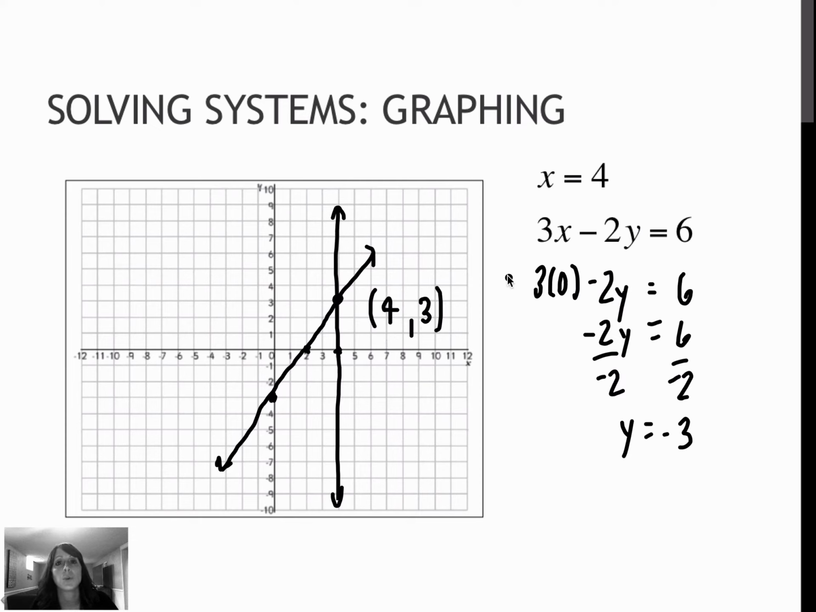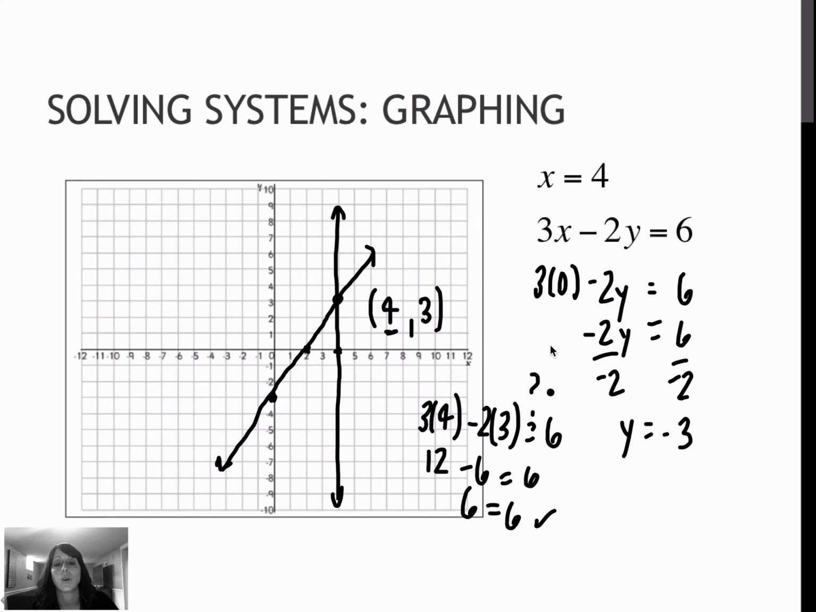If you're not sure you did it correctly, then you can plug the 4 and the 3 back into either equation. I know that x equals 4 works because x is in fact 4, but if I'm not sure it worked on the second one, I would take 3 times 4 minus 2 times 3 and make sure that it does in fact equal 6. So this would be 12 minus 6, which is 6. So I know that that point is in fact on both lines.